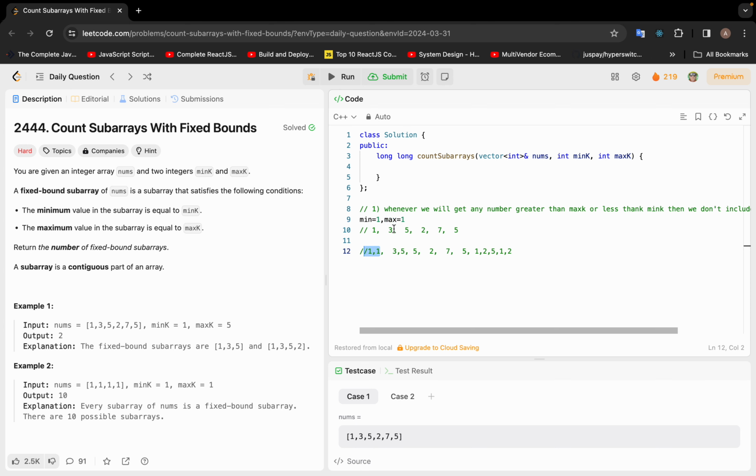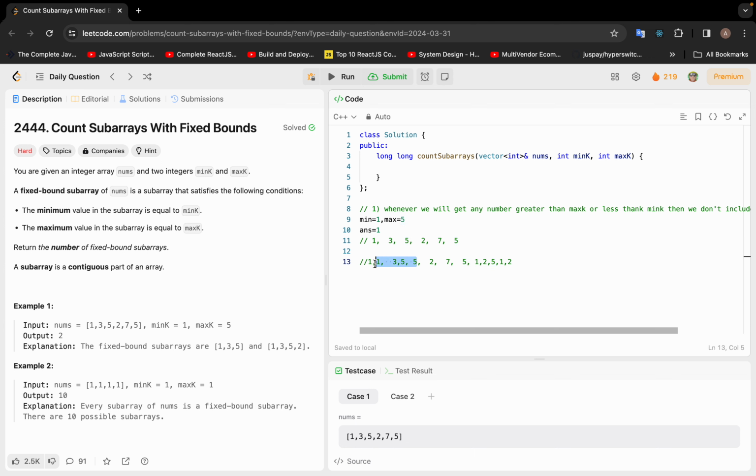For 1, there is no answer. For 3, there is no answer either. For 5, this can be a subarray, right? So my answer can be a subarray, right? Now again 5 comes. So how many subarrays can there be if I try to include this 5? Let's see.